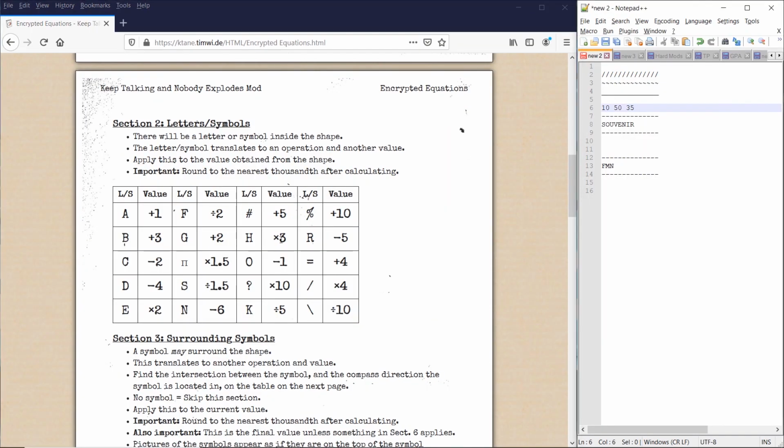For south, we're going to divide our value by 1.5. And 50 divided by 1.5 is going to be 33.333. Note here how it says round to the nearest thousandth after calculating. And in case you don't know, the thousandth is the third decimal spot. So this would be the tenth, then the hundredth, then the thousandth. And then if you want to go further, it's ten-thousandth, hundred-thousandth, but that doesn't matter, not for this tutorial.